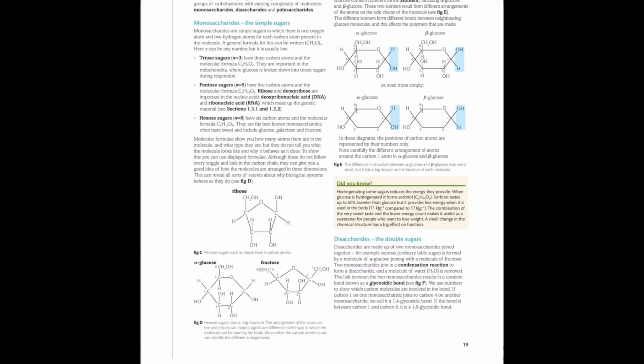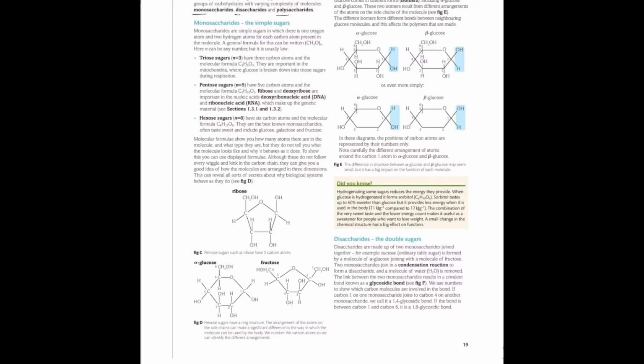The basic structure of all carbohydrates is the same. They are made up of carbon, hydrogen, and oxygen. There are 3 main groups of carbohydrates with varying complexity of molecules: monosaccharides, disaccharides, and polysaccharides. Okay, so just heads up, mono is 1, di is 2, and poly means many. So monosaccharide is 1 sugar, disaccharide is 2 sugars, and polysaccharides are many sugars.